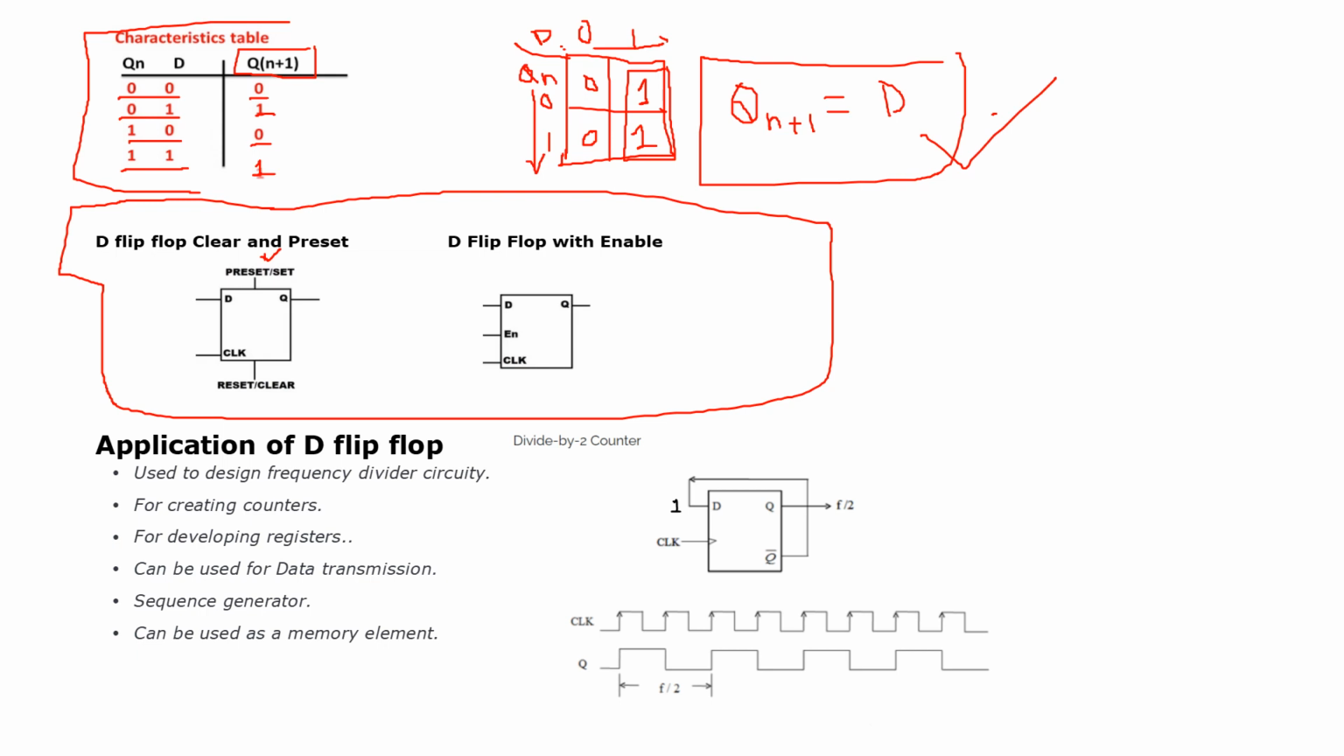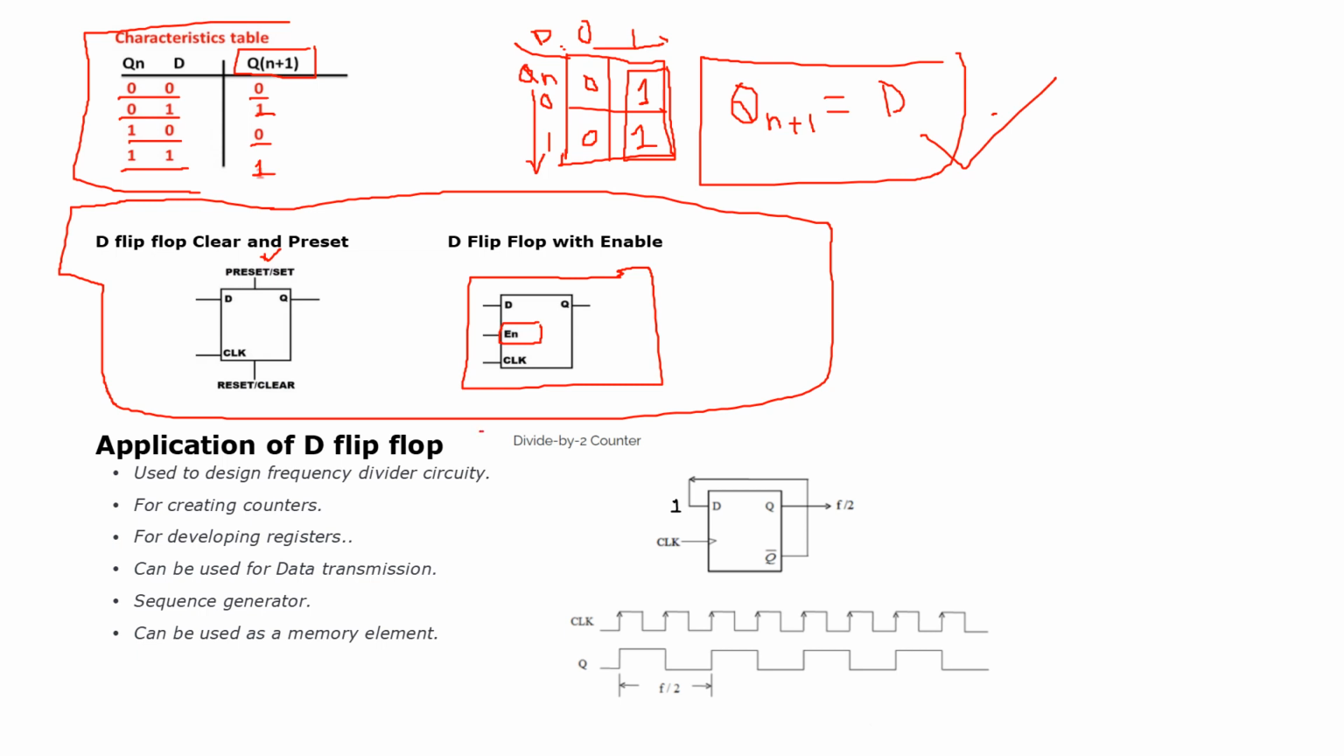Sometimes the D flip-flop also comes with an enable signal. It means whenever the enable is high or logic 1, then this D flip-flop is operational, so it will work as a normal D flip-flop. Whatever data you have, you will receive in the output. But when the enable input is logic low, then the output will be held.